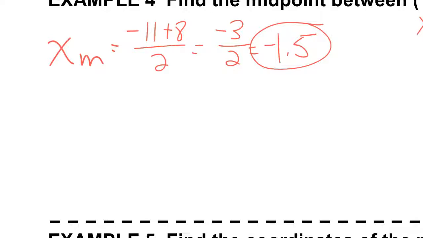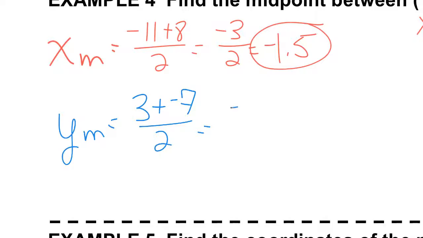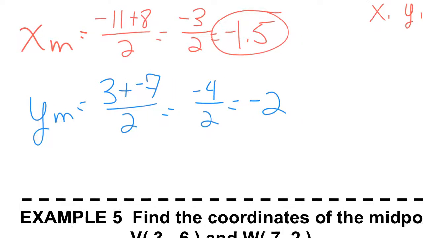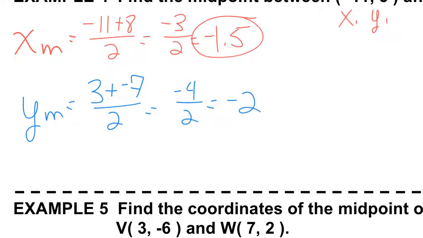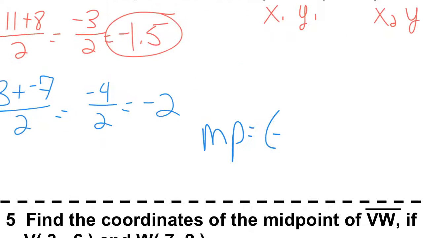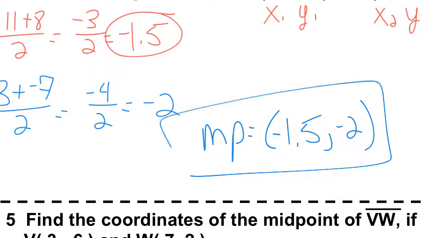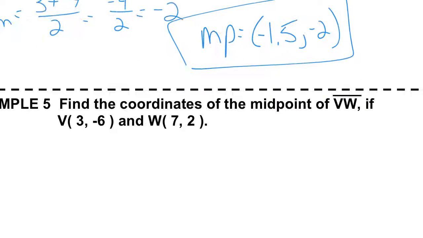Let's find ym. See, my y's are 3 and negative 7. Divide that by 2. That's negative 4 over 2, which is equal to negative 2. So my answer, and I want it written like this, the midpoint, I'm just going to put MP, is negative 1.5, comma, negative 2. Now you could draw that if you wanted to check it, but usually the math in this isn't too bad. So let's try another one.